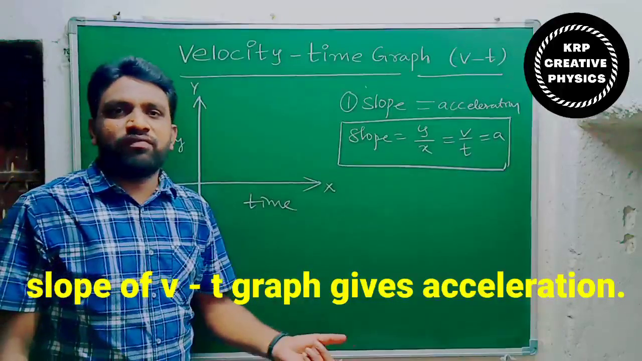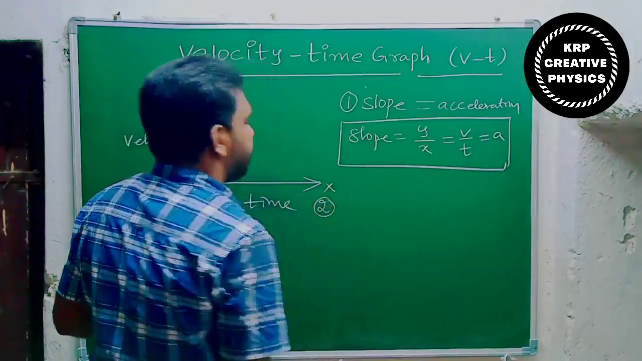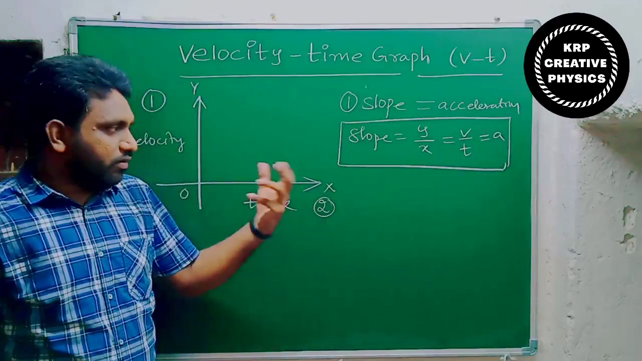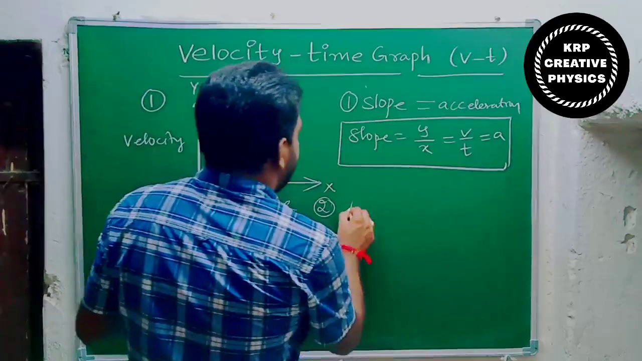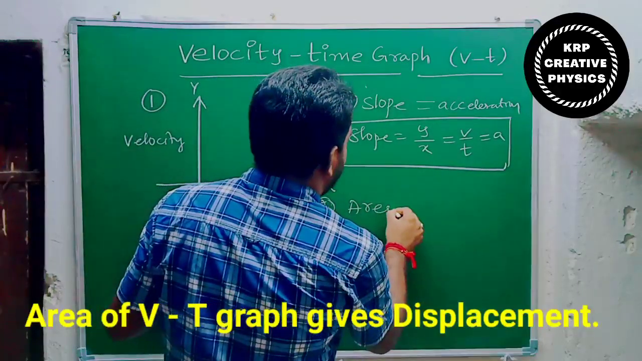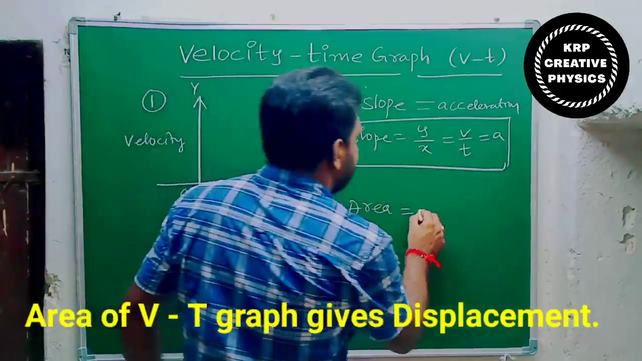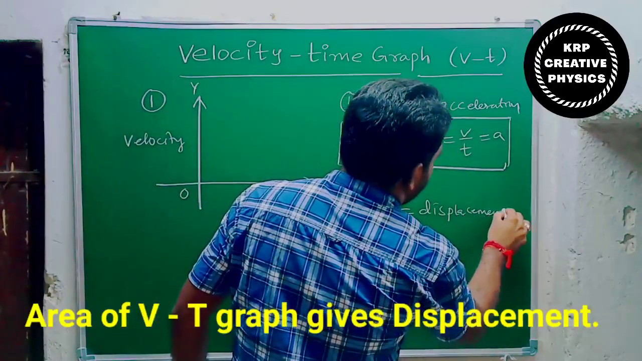And next, after acceleration, we can find displacement. How can we find the displacement from this velocity time graph? We just need to find the area of the graph. So the area of the graph gives displacement. Area equals displacement. This is what you should remember.